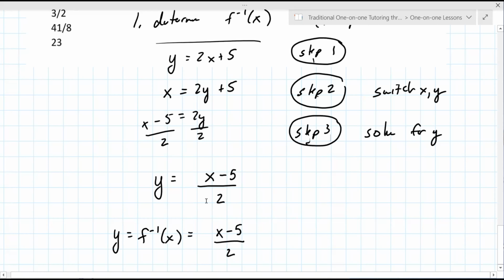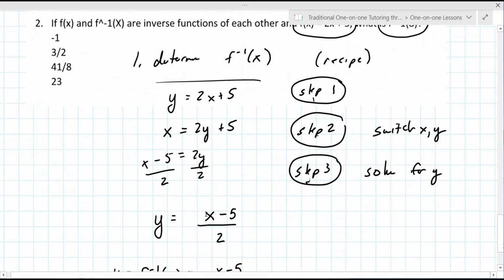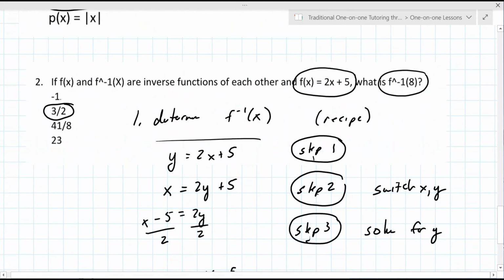Now we go back to the original question. Whenever you get caught up here, the original question says to find f inverse of 8. So that literally means wherever you see an x, put an 8 in. See how there's an x here, it's going to be 8. So then we get 3 over 2. That's your final answer. And if you go back and look, you'll see that that's letter B. Oh, okay. That makes more sense.